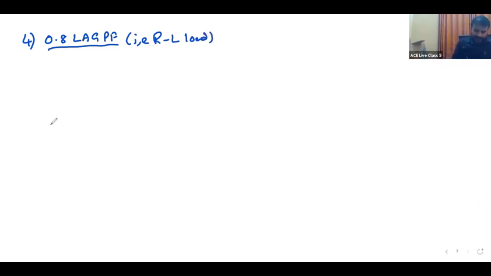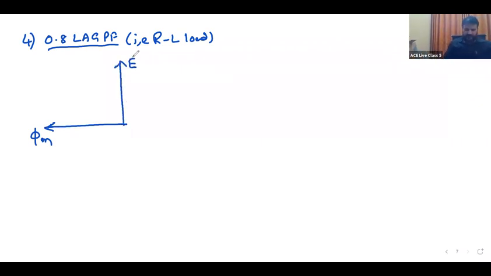For this, this is flux phi m. Flux phi m produces E, the induced EMF. Now for inductive load, this is IA, lagging. Say this is the power factor angle, the angle between E and IA. Actually, we call it psi, the internal power factor angle. The angle between E and IA is said to be the internal power factor angle. With respect to that, we are seeing the power factor angle.